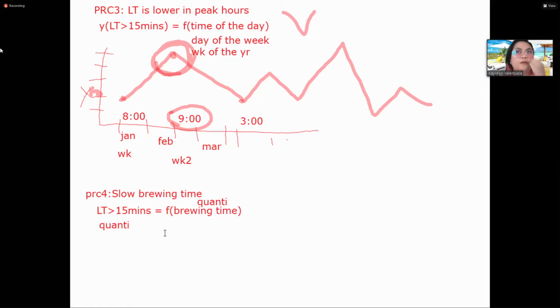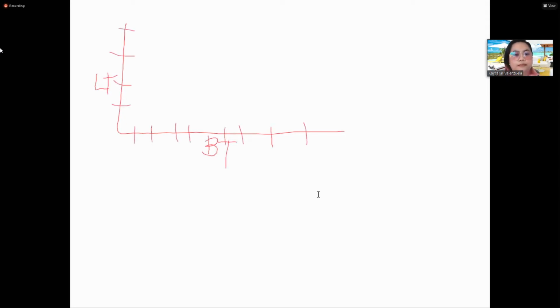So, you want to compare if related sila. Kapag ba mas matagal yung brewing time, mas matagal ba yung lead time? Di ba? So, what you can do, let's check. Okay. Let's draw it. Kung ito yung aking lead time, ito yung brewing time ko, what I can use is scatter diagram. Okay? So, if it's your brewing time, it's your lead time, marami akong tuldok. Ayan. Those are the observations that I have.